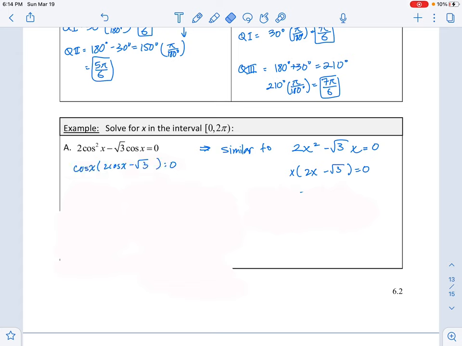So I'm going to take out a GCF of cosine x, and I have now two factors. So I set each factor equal to 0. The first one is cosine of x equals 0. And I know that cosine equals 0 in two places. They're the quadrantal angles at 90 degrees and 270 degrees. Both of these in radian form would be pi over 2 and 3 pi over 2. So yeah, these are your quadrantal angles.